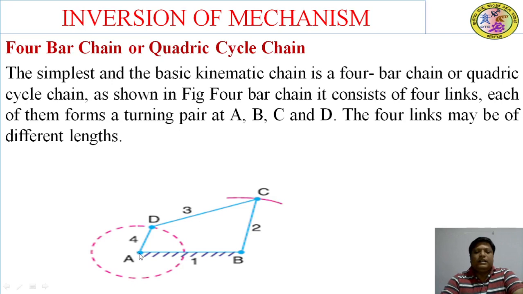See here, the link AD we call link 4, link AB we call link 1, which is the fixed link or frame. Link BC we call link 2, and link CD we name link 3. AD, link 4, will completely revolve about the pivot at point A.